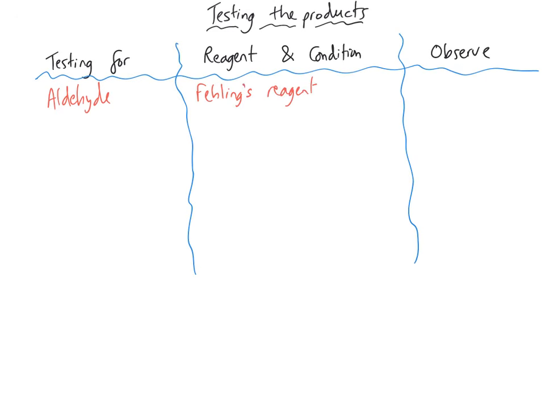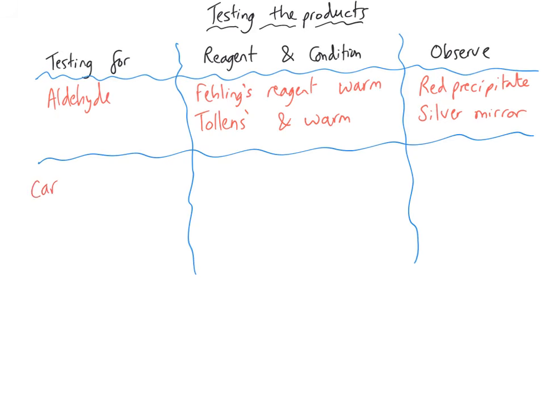And we have to warm Fehling's reagent. And hopefully, if we've made our aldehyde, we will see a red precipitate formed with Fehling's. And that gives us a positive result, proving that we've got an aldehyde. Alternatively, we could use Tollen's solution and again warm the solution. And on this occasion, we will see a silver mirror forming. So there's two tests for aldehydes that you need to know.